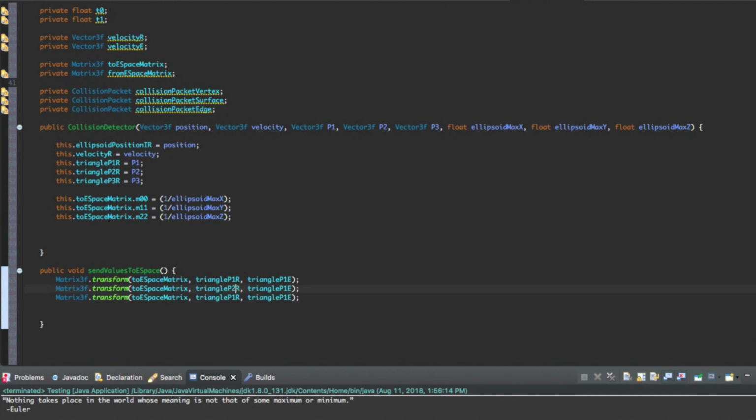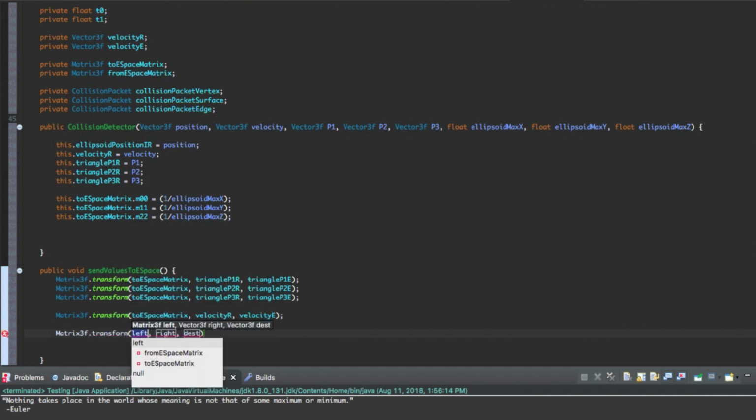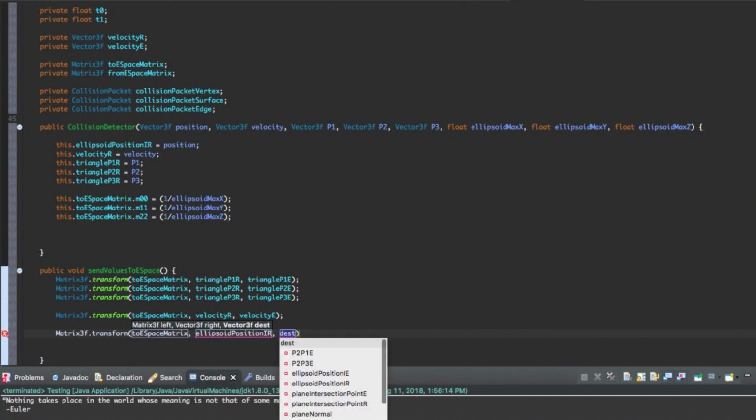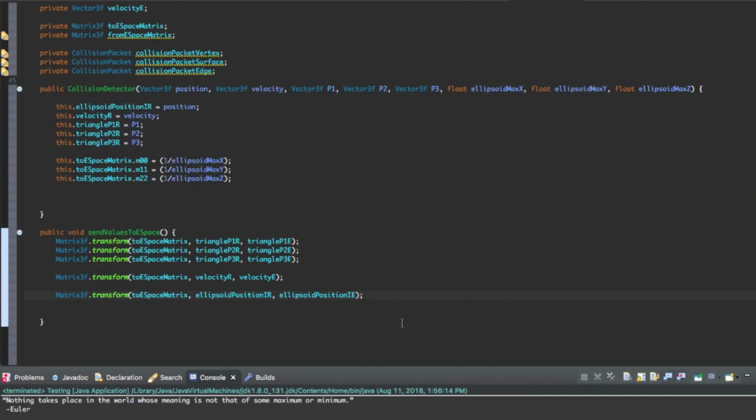We'll do that for each of the triangle's vertices, P2R, P2E, P3R, P3E. We'll also call that transform method on our real velocity and store that into our velocity E. And we're also going to take in our position. So that's our ellipsoid position IR, and we'll store that in ellipsoid position IE.